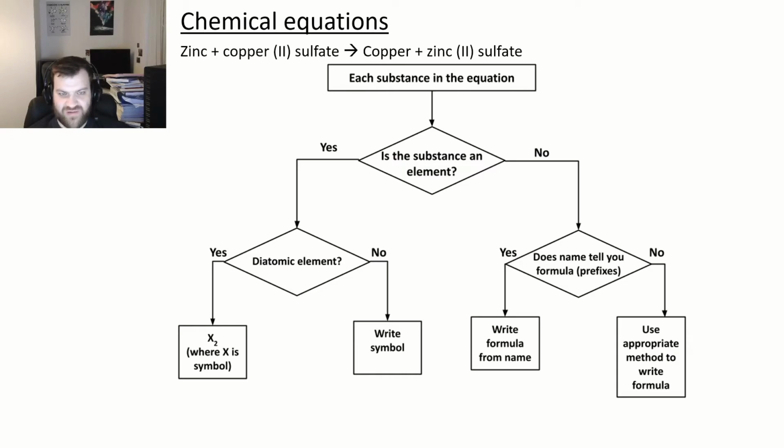Next one to look at, we have zinc and copper(II) sulfate coming together to form copper and zinc(II) sulfate. Our zinc and our copper are both elements which are not diatomic. They will just be written as their symbols in the periodic table, whereas we'd need to look at the valency crossover for copper sulfate and zinc sulfate. When we end up going through this, we'll get Zn plus CuSO4 reacts to give Cu plus ZnSO4.